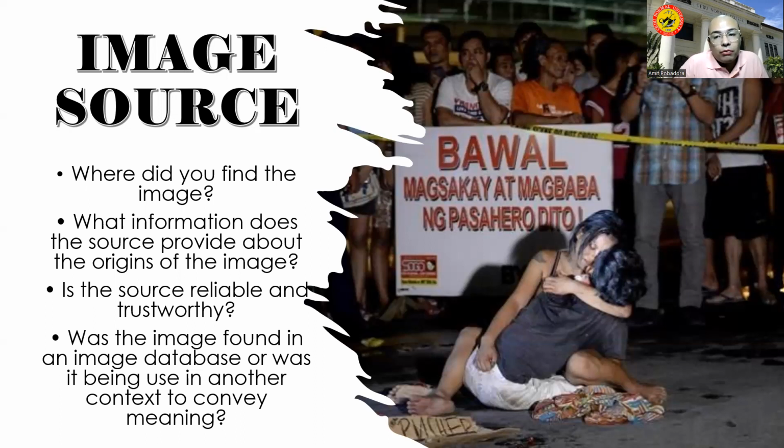Was this photo taken from a trustworthy or a trusted news source, or a trusted article, or a trusted web source? Or is it given from a contributed person? It matters. It really matters if this photo is just coming from a contributed photo. So the source would be deviated, or the source would not be legitimized if that's the case. Was the image found in an image database, or was it being used in another context to convey meaning? So that's also another way for us to look into the image source.